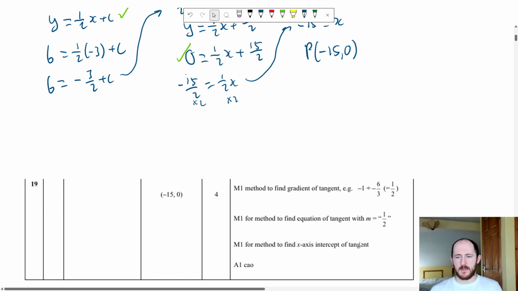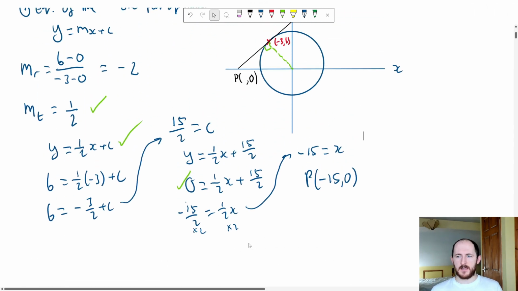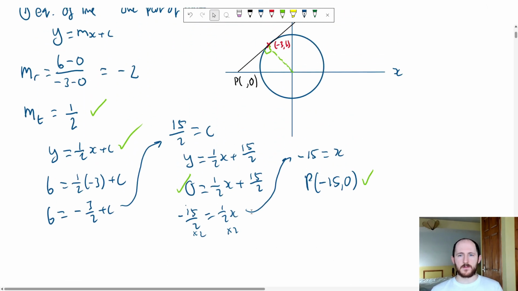And then, of course, A1 is, basically, if we get that. CAO, just so you know, stands for correct answer only. So if you got anything other than this, you cannot get the marks. Sometimes they give you a range, which is why they won't write CAO. So it might say between minus 15 and minus 14 is correct. Not in this case. But yeah, that is how you get all of those marks in the question.